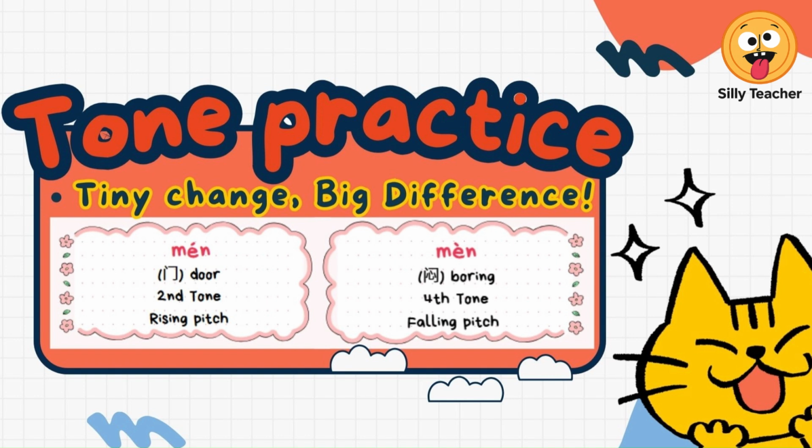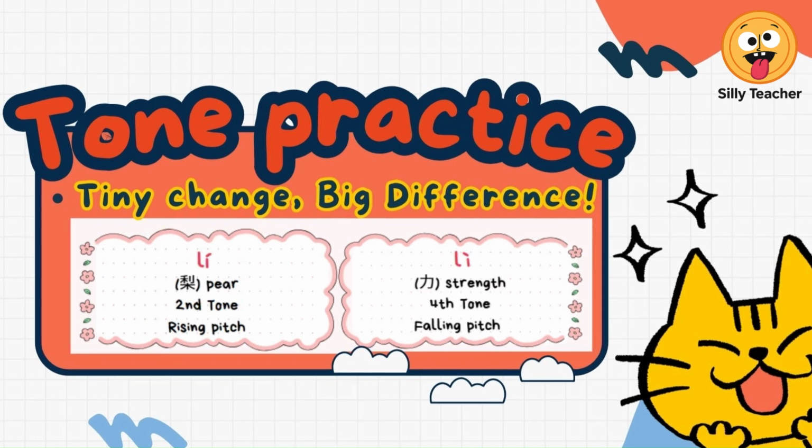All right? Now let's look at the sound li, L-I. Again, I'm choosing tone 2 and tone 4. Now before I say it, I want you to try how to say these two sounds here. All right. So for tone 2, you say it like this. Li. For tone 4, you say it like this. Li. As you can see, li, second tone, it means pear. Li, fourth tone, it means strength.